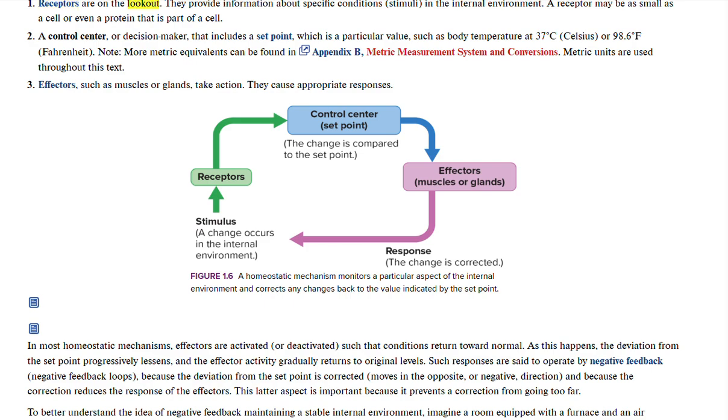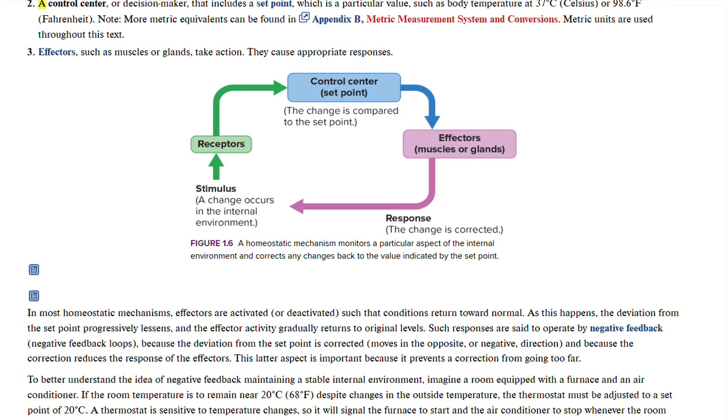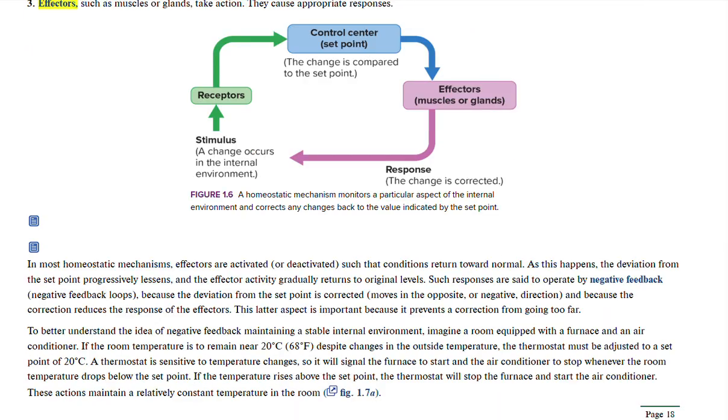Receptors are on the lookout. They provide information about specific conditions, stimuli, in the internal environment. A receptor may be as small as a cell or even a protein that is part of a cell. A control center, or decision maker, includes a set point, which is a particular value, such as body temperature at 37 degrees Celsius, or 98.6 degrees Fahrenheit. Note, more metric equivalents can be found in Appendix B, Metric Measurement System and Conversions. Metric units are used throughout this text.